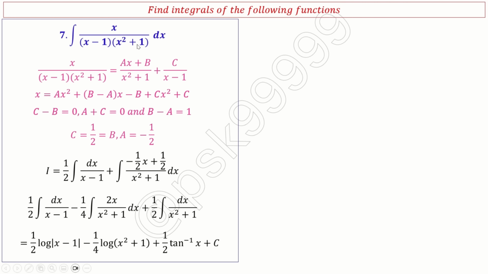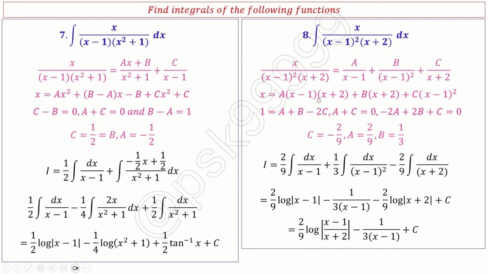Okay, x by (x minus 1) into (x square plus 1). So whenever you see the power is more, the power is different from the numerator, the highest power in a term, this is how you do it. x by (x minus 1) into (x square plus 1) is nothing but (Ax plus B) by (x square plus 1), because x square power is there, so you should have at least x and a constant, plus C by (x minus 1). Now you simplify this one, you will get your A, B and C again. C is half, which is the same as B, and A is minus half. So you can separate your fraction into partial fractions like this and then solve it.